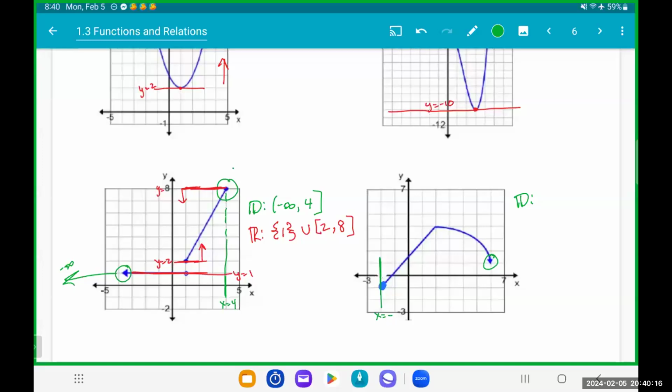Actually, I said negative 4. This is a negative 3, so this is negative 2. Okay, so our domain then is, when it's a solid dot, we've already did a solid dot. Let me put a hollow on here.